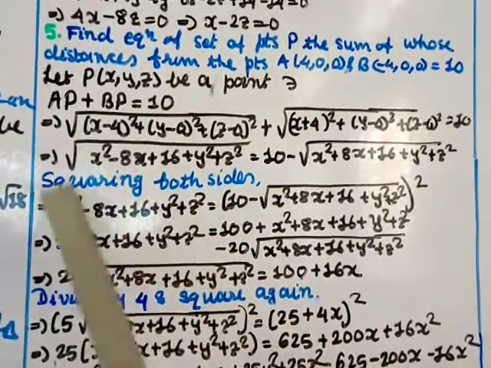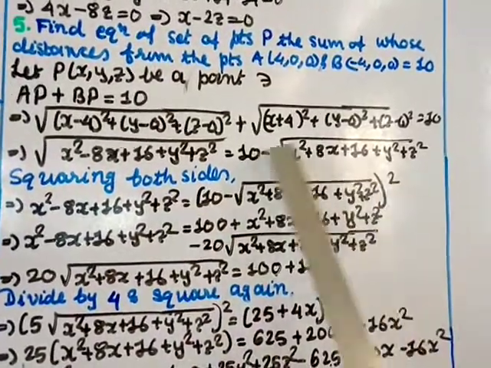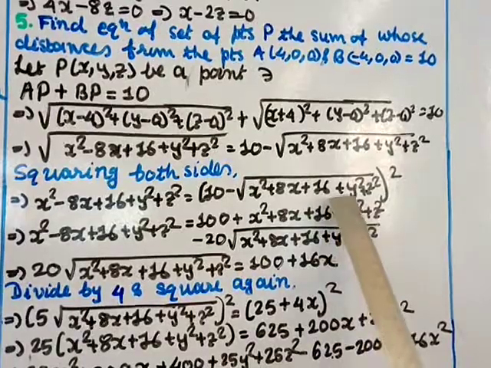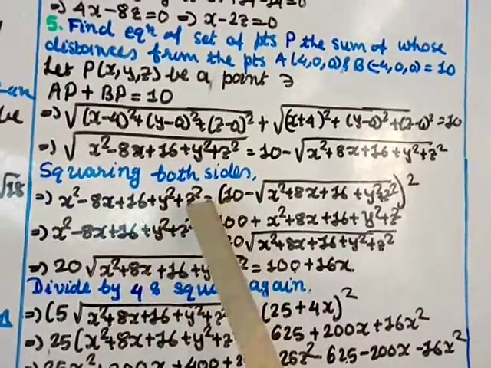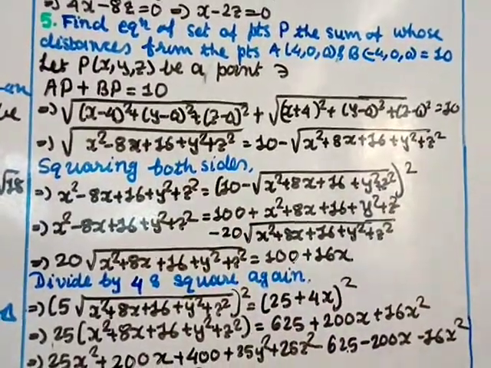So this square root I am cutting and I am writing this as it is, equal to this we have to write whole square. So 10 minus the square root of x square plus 8x plus 16 plus y square plus z square, whole square. This I have just written as it is. Now you have to use (a minus b) whole square and expand this.